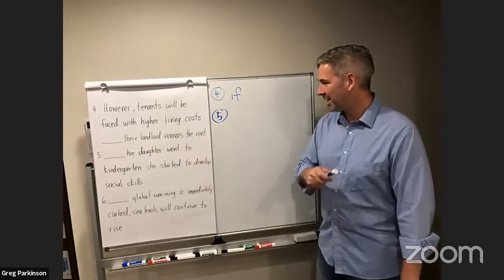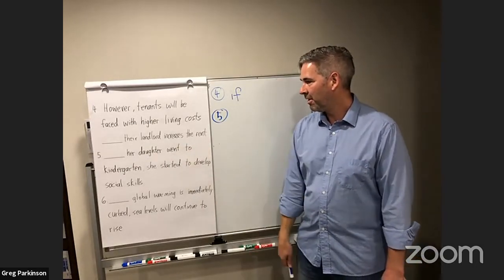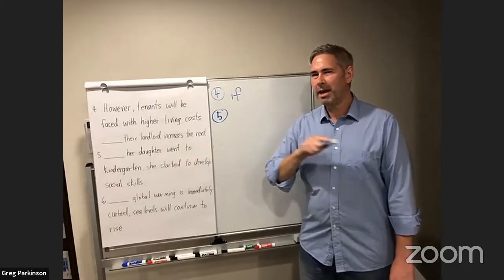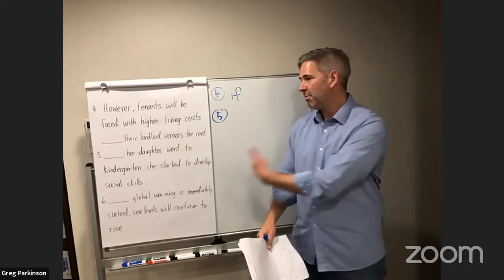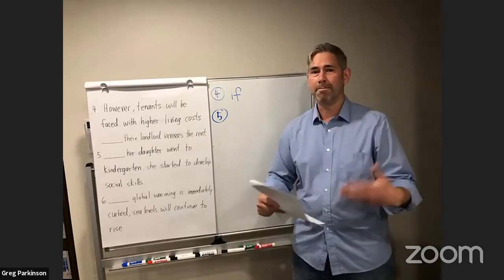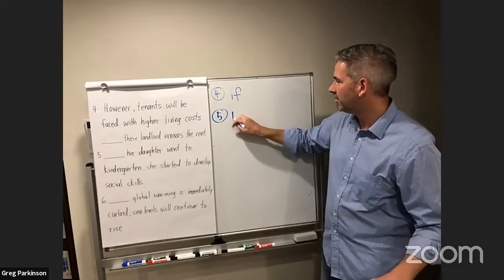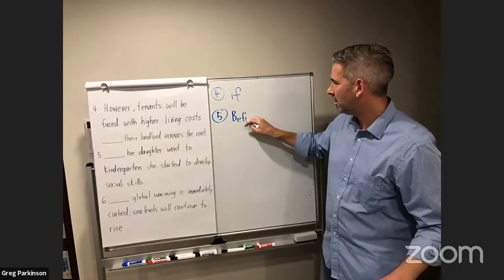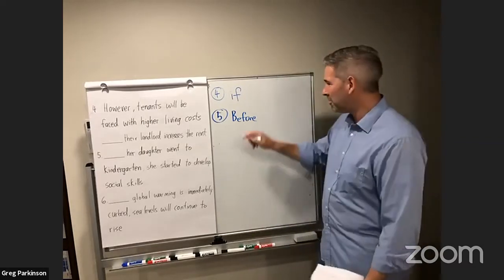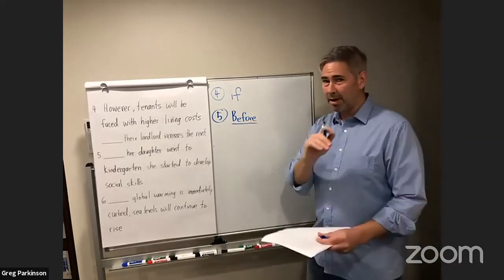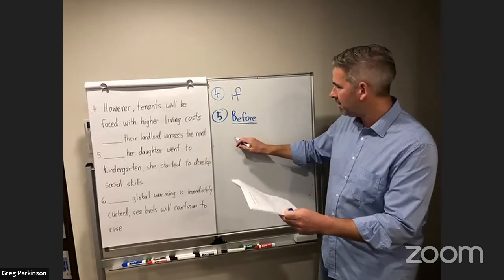Number 5, blank. Her daughter went to kindergarten. She started to develop social skills. So which subordinating clause do you think will fit into here? Now remember, for some of these questions, there could be more than one. So if your answer is before, well done. That is possible, but I'm going to explain a little bit more about that one in a second. It's possible, but I think these are probably more likely.